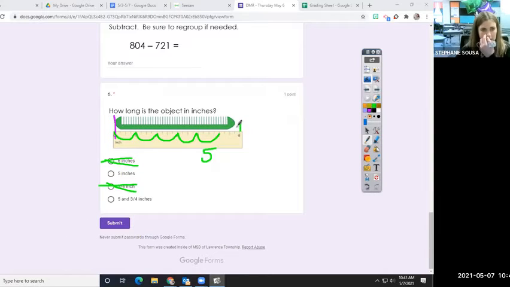Now I'm going to count my tiny hops. 1 hop, 2 hops, 3 hops. That is 3 of the 4 hops on the inch. So that is 3/4. 5 3/4 inches is this comb. Questions?